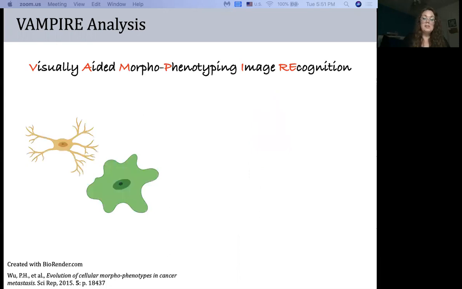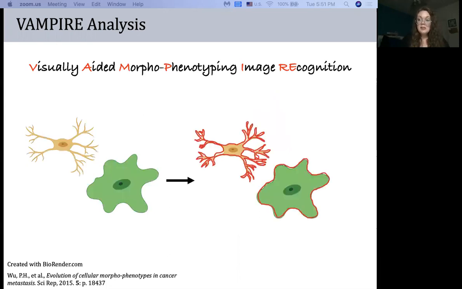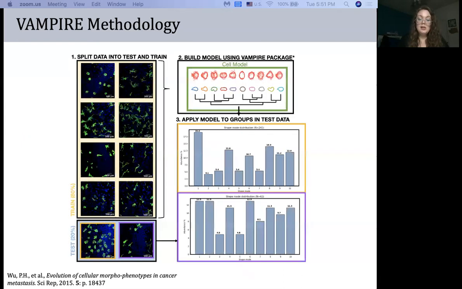What we do there is we take our segmented cells and basically take coordinate points on the outside of these cells, split them into training and testing groups, and have our training groups build a model of a dendrogram of representative phenotypes, and then apply that to our testing group so that we can see how frequent those phenotypes are in each of our treatment groups of interest.